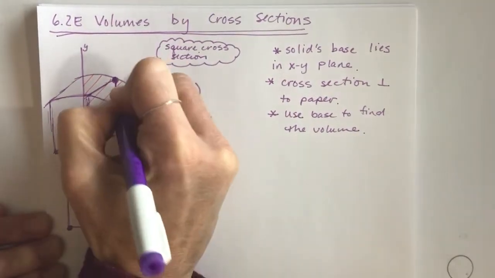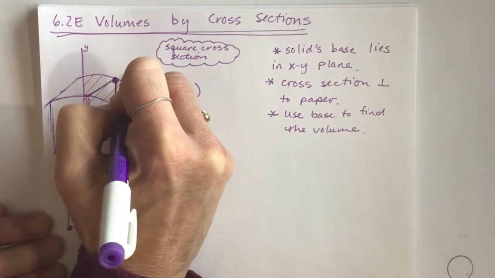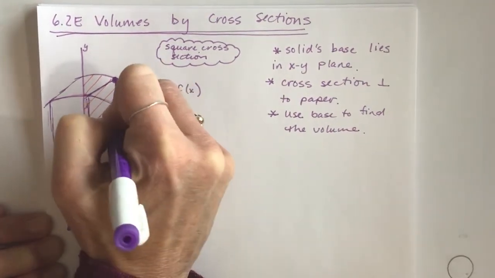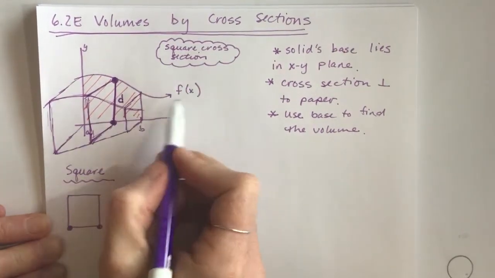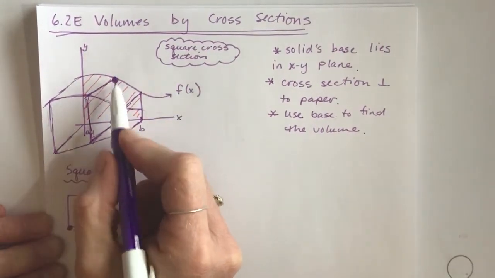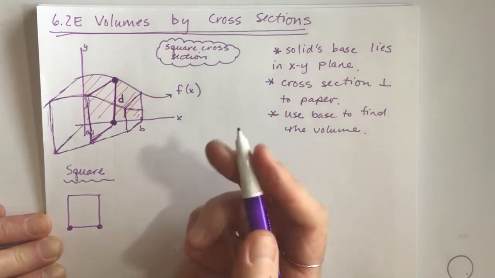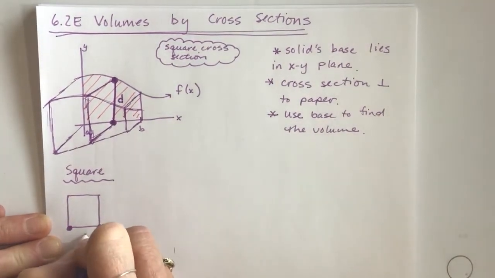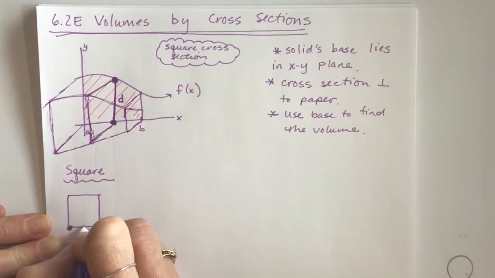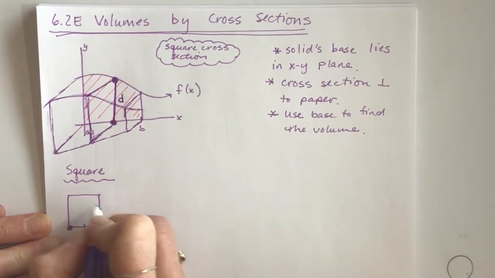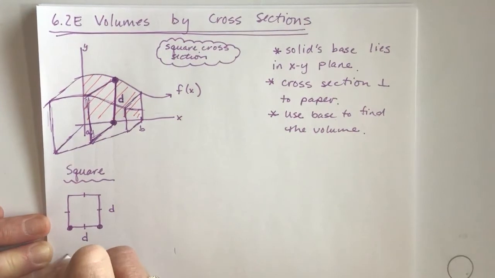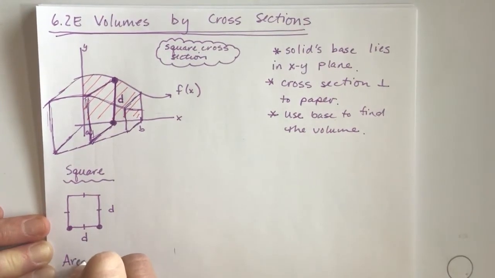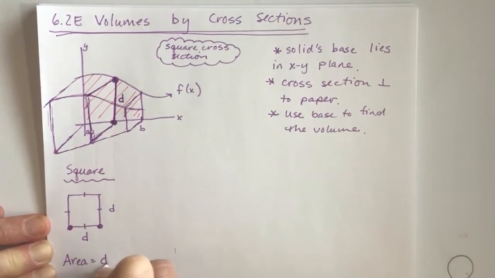And you'll notice if I call this distance D, for distance, this distance in this case is equal to f of x. It's the height, the y value of the function. So if we were to find the area, well, a square means that all sides are equal, right? So the cross-sectional area in this case is just d times d, or d squared.